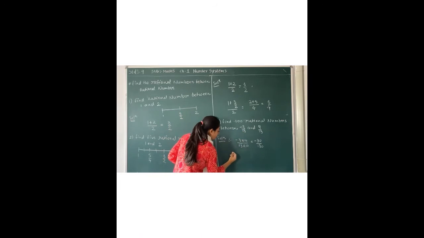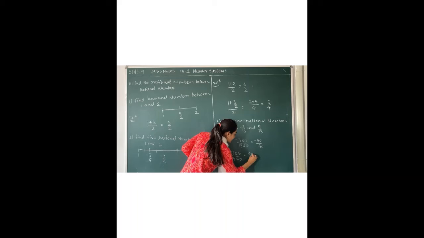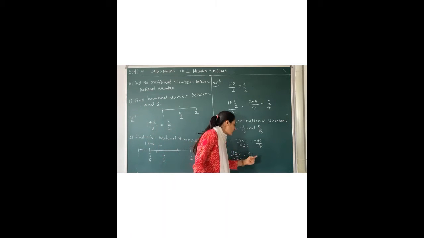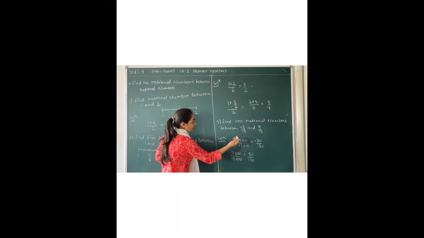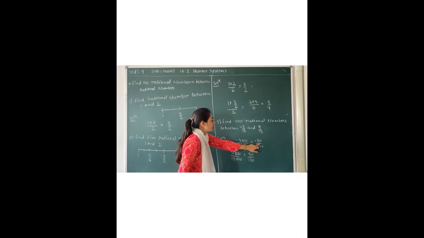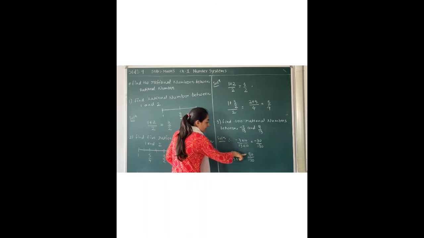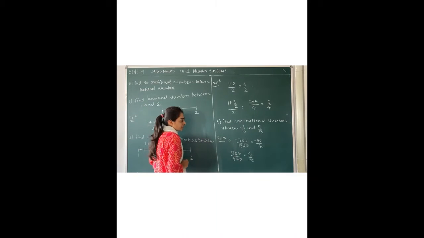Now the second one, we will do the same thing. We just multiply with 10 and 10, so I'll get 90 upon 300. We know that here the denominators are the same, so we can simply look over here: minus 30 upon 300 and 90 upon 300.